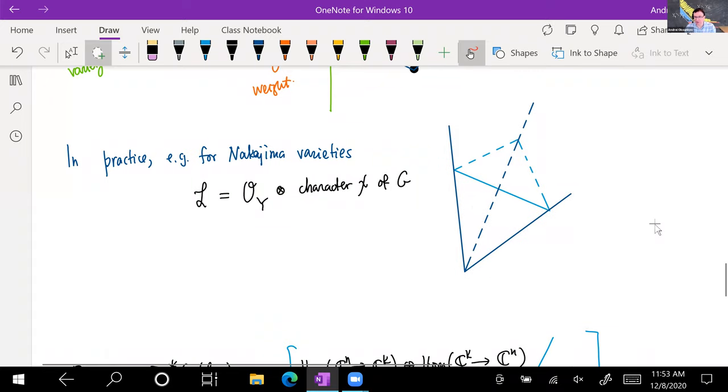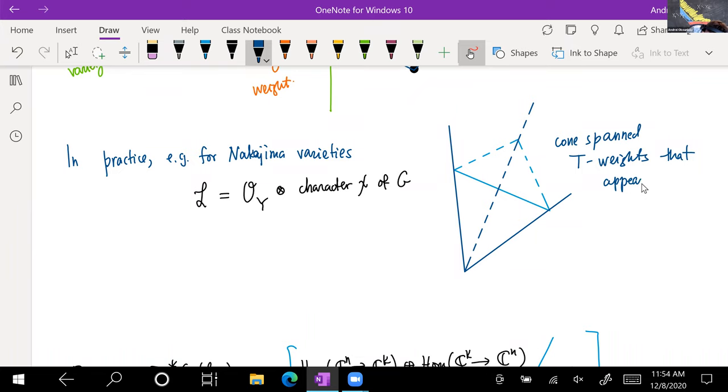So instead of a polytope spanned by weights, we take a cone spanned by the T weights that appear. And that cone, since it's twisted by the character, has to contain minus chi. If minus chi is in this cone, then the point is stable.